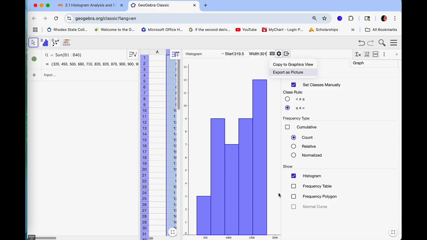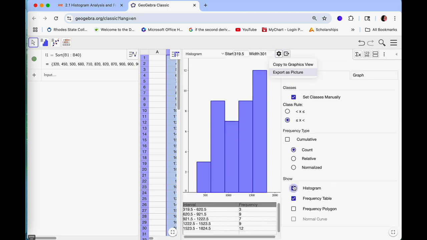And then if you want to see your frequency table, you can click this box right here, and below it will show you your boundaries. And it will show you the frequency so you can check. Now, those are your counts. That's your frequency. If you want to check your relative frequency, your percentages, you can click this button here, and that will change your relative frequency.